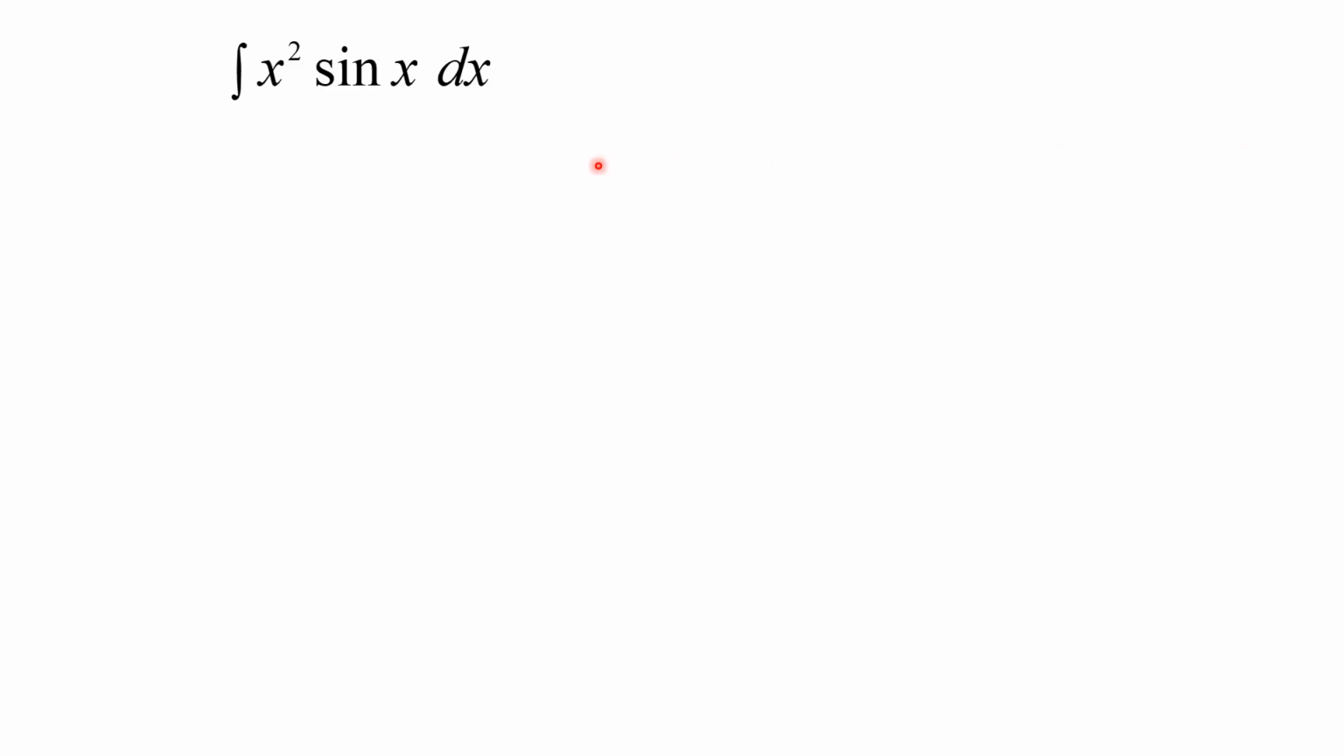So for example, if you need to integrate x squared sine x with respect to x, you've got a product of two functions. So obviously integration by parts is involved here. Your first task will be to identify your g x and your f prime x.